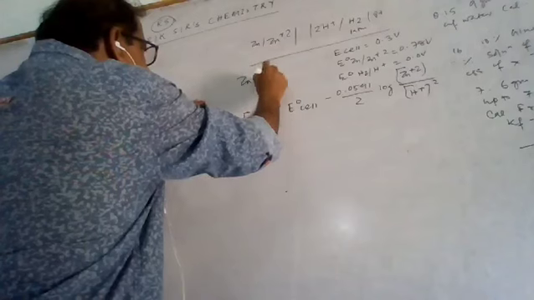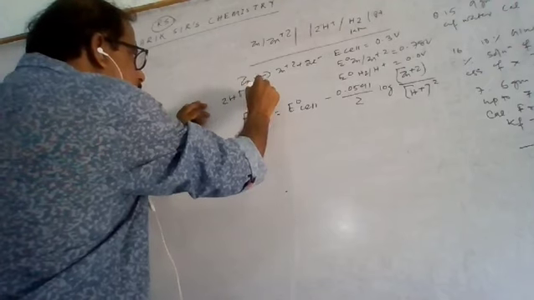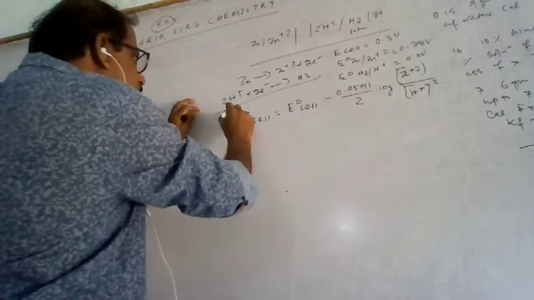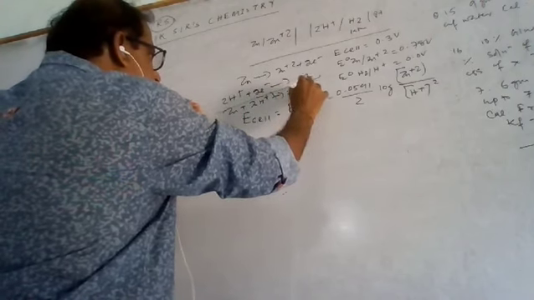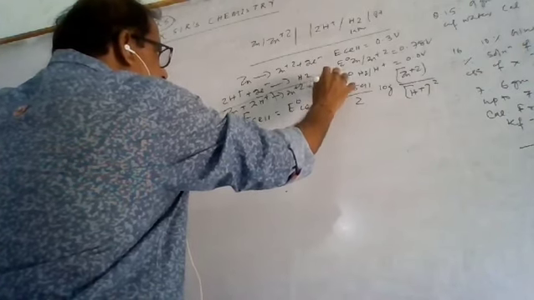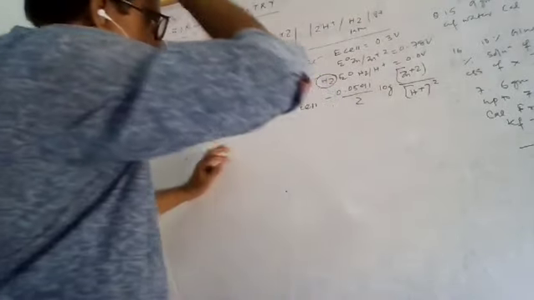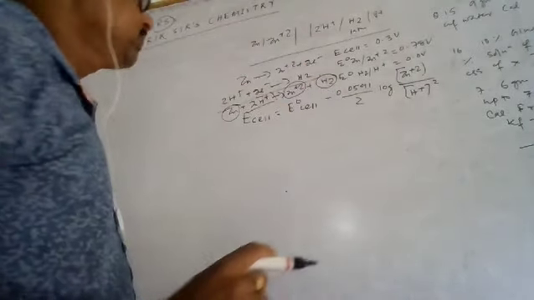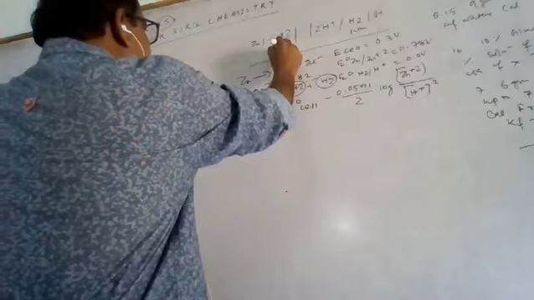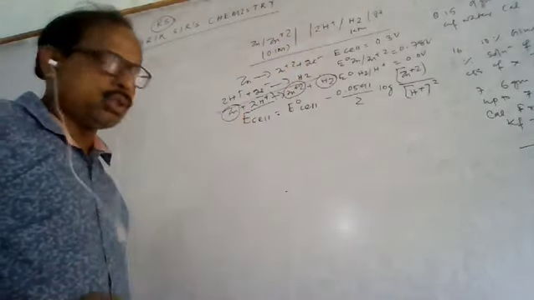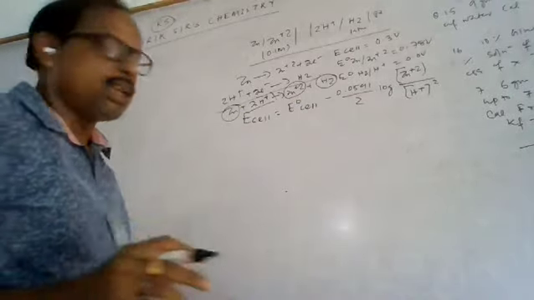Let me write here: Zn goes to Zn plus 2 plus 2 electrons, and 2H plus plus 2 electrons converted to H2. So what is the net equation? The net equation is Zn plus 2H plus converted to Zn plus 2 plus H2. Because the H2 pressure is 1 and Zn is 1, the term will be Zn plus 2 by H plus concentration to the power 2, as we can understand from this equation. The Zn plus 2 concentration will be given in the question, let it be 0.1. Using this formula, the pH can be determined.